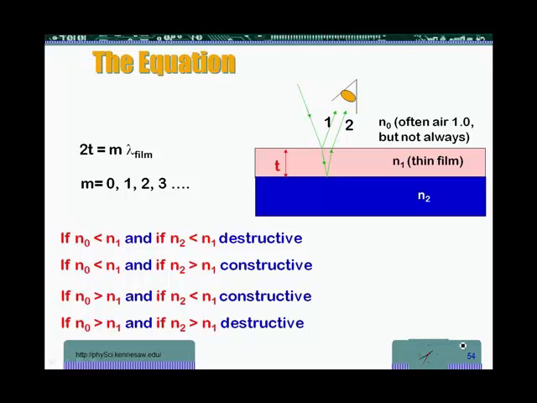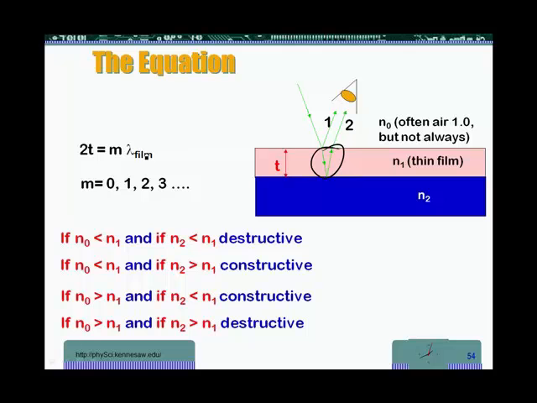Okay, let's sum up what we get with thin film interference. Now again, ray 1 is going to travel a particular distance, ray 2 is going to travel a different distance. The difference in the distances is twice t. Now, twice t, we can relate it to the wavelength of the light in that film. So twice t is m lambda.